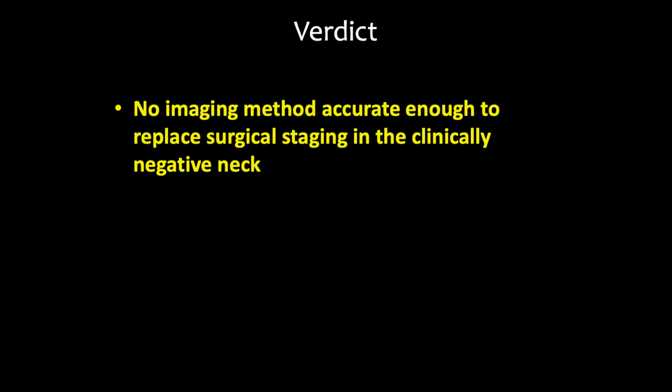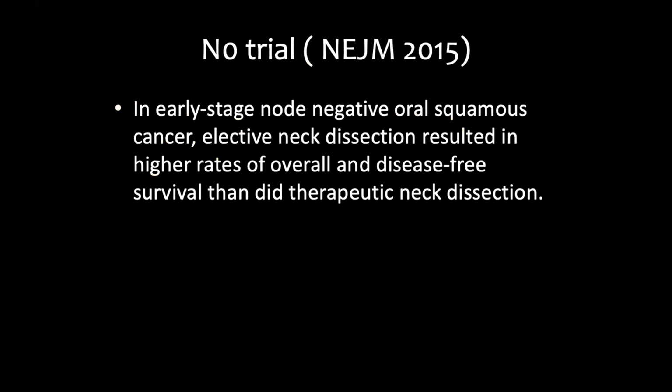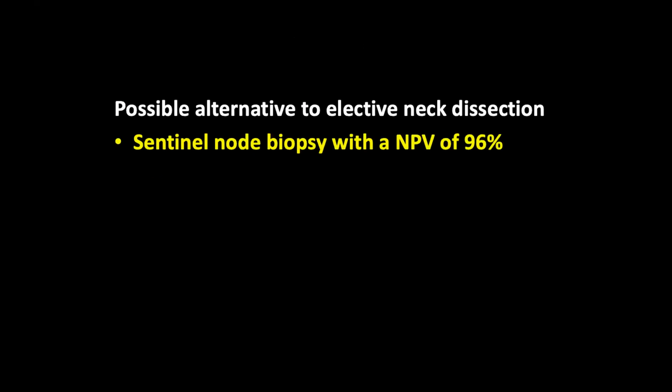So all the patients who have head neck malignancy must undergo elective neck dissection if the tumor thickness is more than 4 millimeter. That means by and large, every patient would have elective neck dissection, and that saves the life of the patient. In early stage node negative oral squamous cancers, elective neck dissection resulted in higher survival rates and disease-free survivals than the therapeutic neck dissection, which is the N0 trial by Tata Memorial Hospital by Professor Anil D'Cruz.